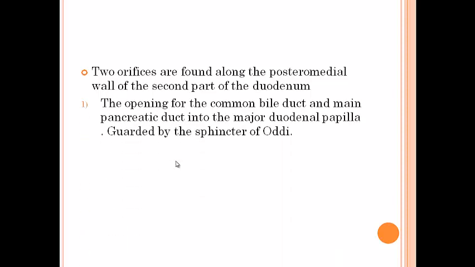So there are two orifices or two openings that are found along the posteromedial wall of the second part of the duodenum. You have the opening for the common bile duct and main pancreatic duct, and these two, like I said, open into the major duodenal papilla. And one of the things to remember is that there is a sphincter in this papilla that will therefore control the emptying of the common bile duct and main pancreatic duct into the duodenum, and this sphincter is called the sphincter of Oddi.